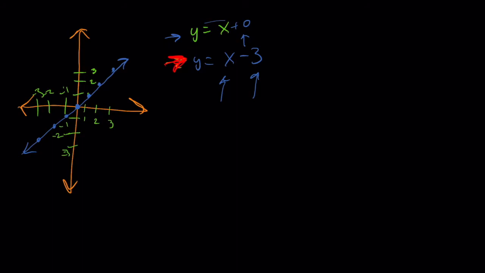So here I have the line. My y-intercept is -3. My slope is 1. I go up 1 over 1, up 1 over 1, right? These lines are parallel. They never intersect. They look the same, but I shifted my graph down 3. I could also shift my graph up 3.